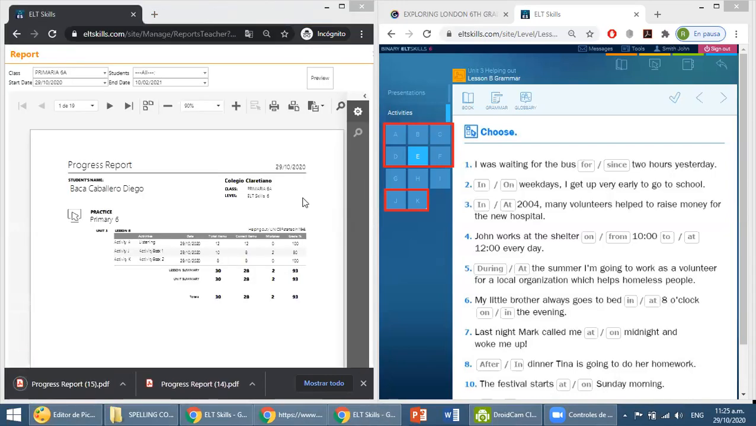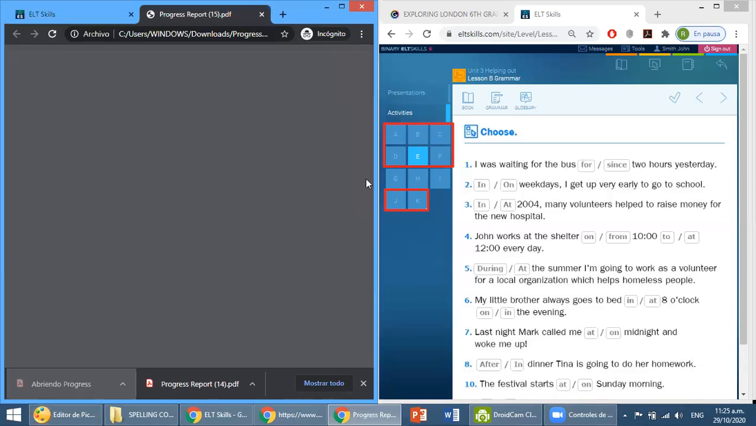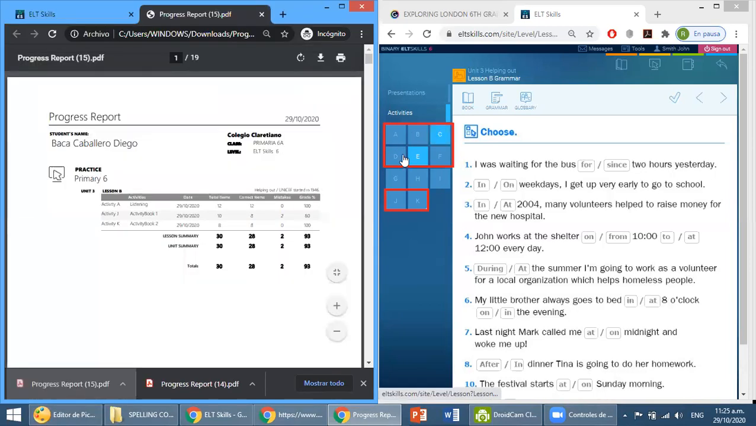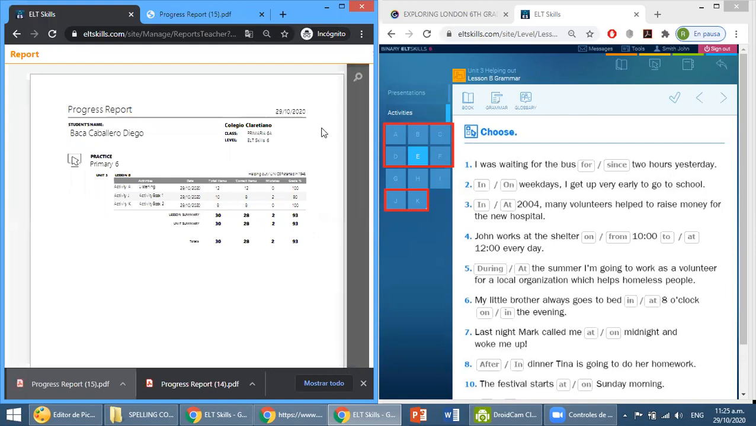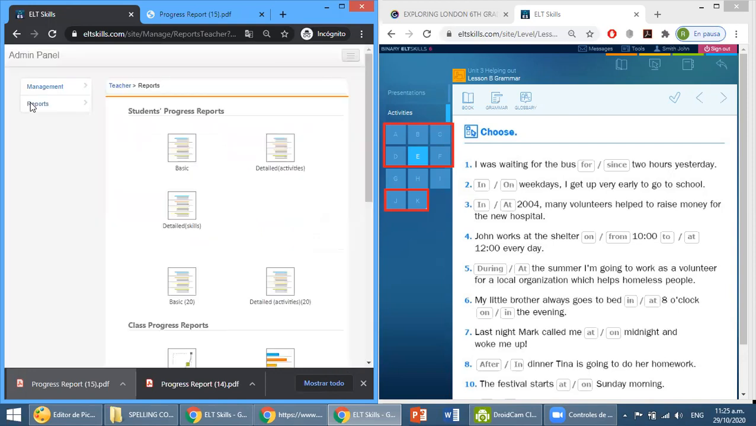Teacher, profe, ¿hasta qué actividad? La B. A, B, C, D, E, F, J. Entonces me faltan solo dos. J and K. Ok. Leonardo, did you finish? Yes, teacher. Leonardo, maybe you can continue with the unit 3B. Oh, sorry, 3A. The same unit, but lesson A.